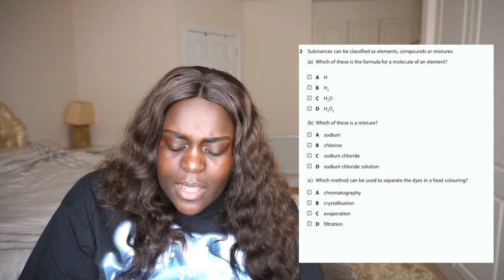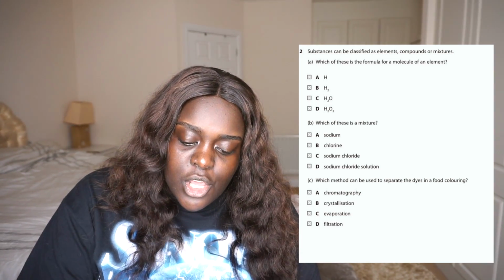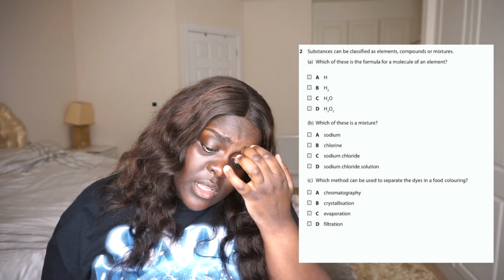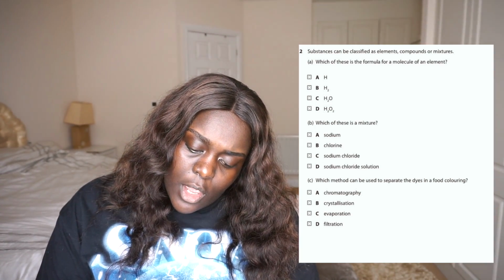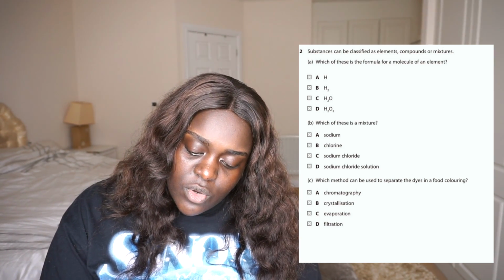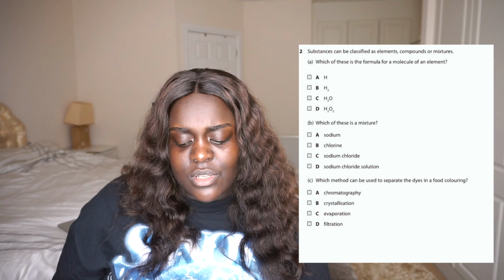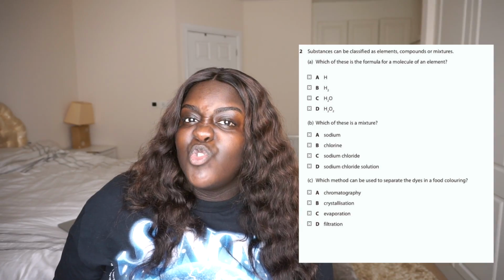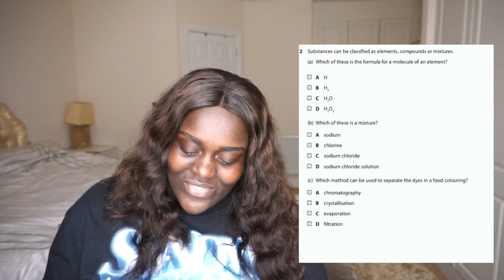Okay. Substances can be classified as elements, compounds, or mixtures. Which of these is the formula for a molecule of an element? Formula for a molecule. So H is the element, but the molecule is H2, so it's going to be B. Which of these is a mixture? Okay, sodium and chlorine are elements. Sodium chloride is sodium chloride solution. I won't lie to you, to me, solution screams mixture. I'm going to go with D.